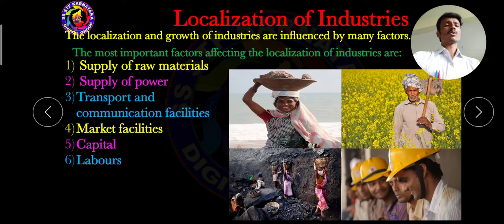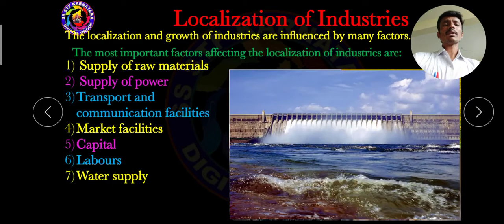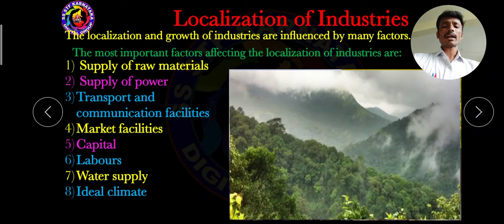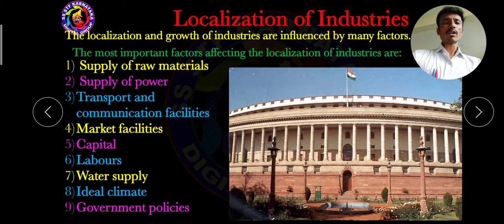Labors. So for industries to run, we need labors also. Look at the pictures of labors. And water supply, we need plenty of water to run the industries. And ideal climate, we need the perfect climate to run the industries. Then government policies, the government implements certain rules and regulations for the development of the industries. So these all play a very, very important role in the localization of the industries.